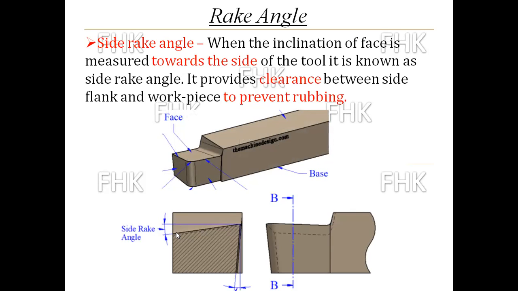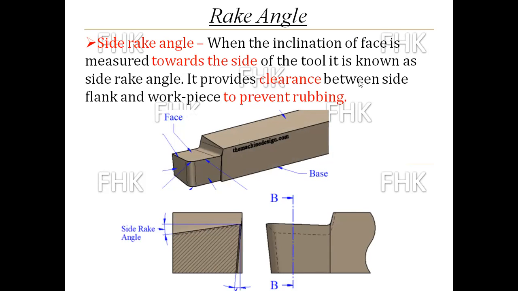The inclination of the face, this is the face, and the angle made by this face and the base, or the line parallel to the base, when measured towards the side, is called the side rake angle. This side rake angle you can see in the side view of that tool.